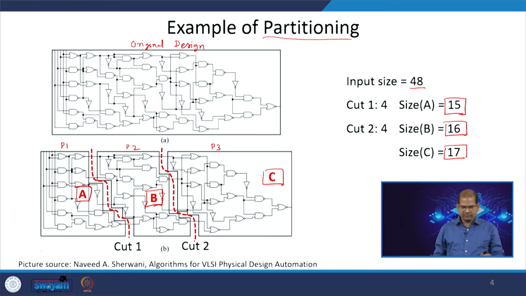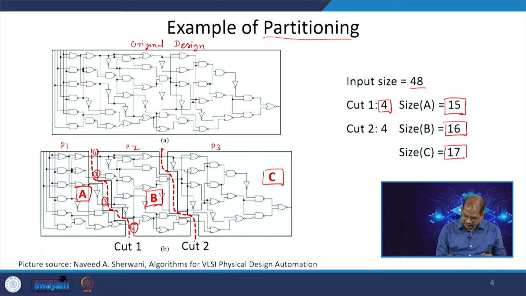One of the most important points is that whenever you do the partition, the number of interconnects going from one partition to another is important. If you can see here, from partition P1 to P2, there are 4 lines. This is the first line, this is the second line, this is the third line and this is the fourth line. So, the cuts are 4. Similarly, from partition P2 to P3, there are 4 lines.